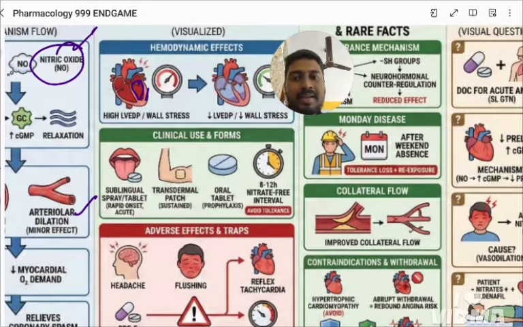Okay, remember this. Oral tablet is used for prophylaxis, and you need 8 to 12 hours of nitrate free interval to avoid tolerance. So what is tolerance? When you take this drug again and again, the effect will decrease actually. That is known as tachyphylaxis. So to prevent this, you should give 8 to 12 hours of nitrate free interval.